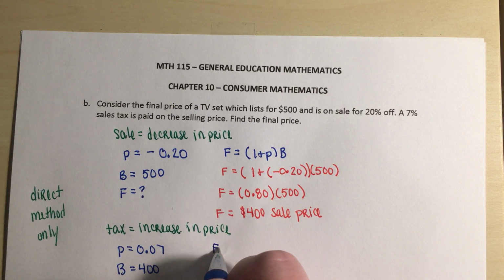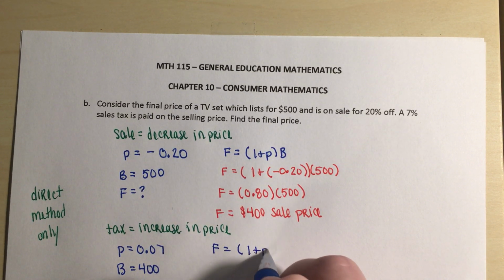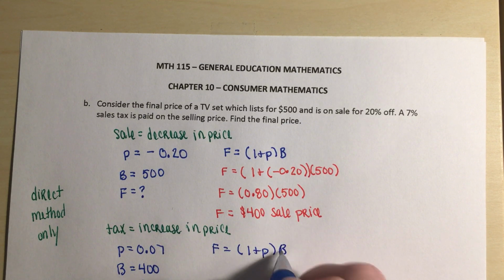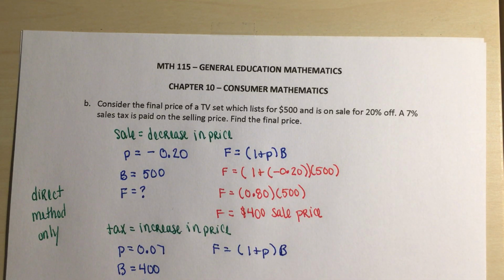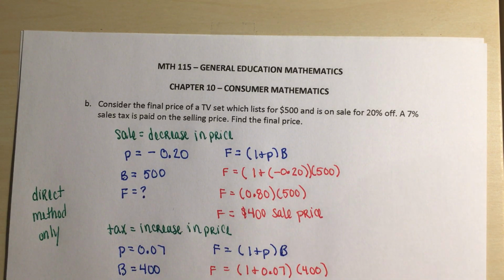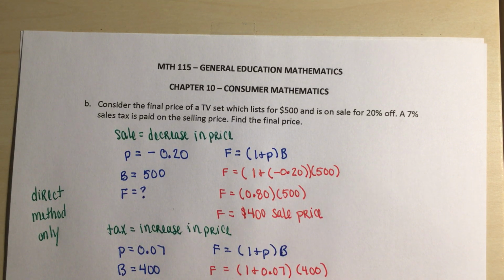Still using the same formula, F equals 1 plus P times B. F equals 1 plus 0.07 times 400. 1 plus 0.07 is 1.07 times 400. Our final price is $420 after tax.